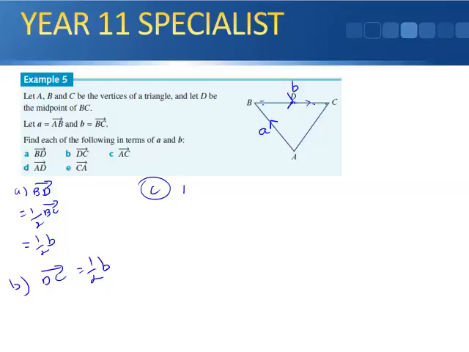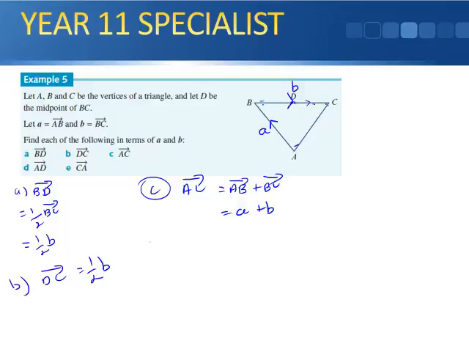C. A to C. A to C will be A to B plus B to C. A to B we know is A, B to C we know is B, so A to C is A plus B.